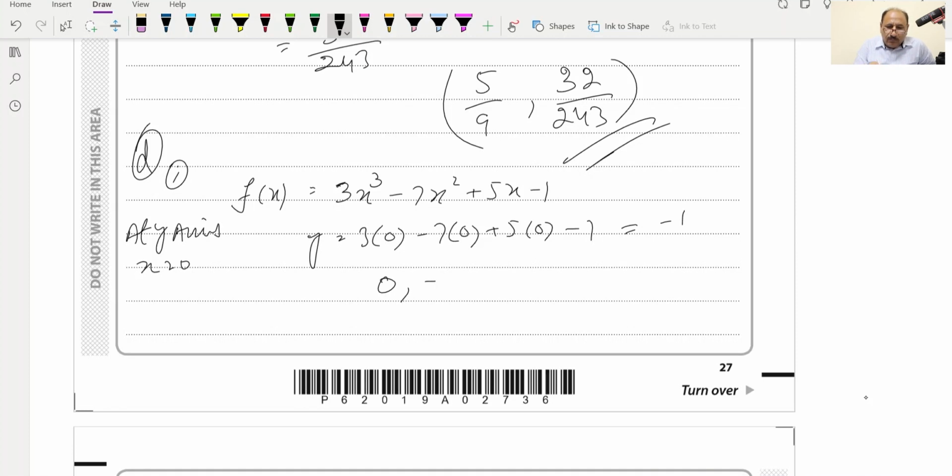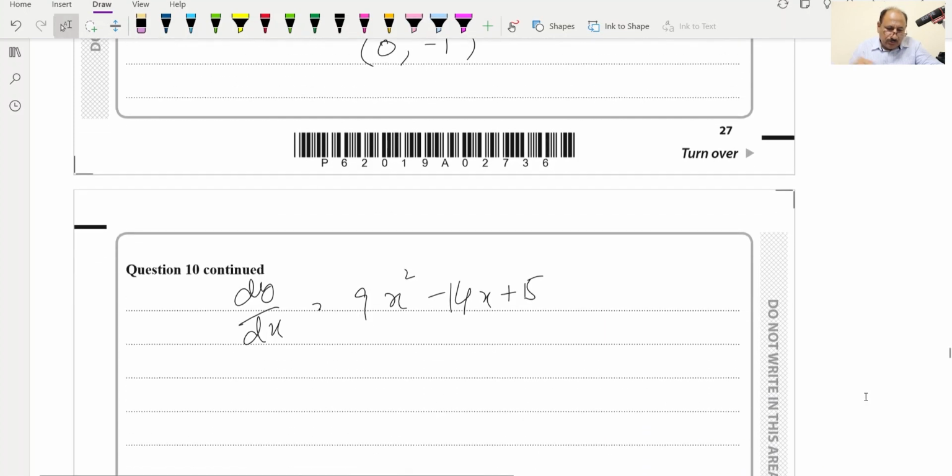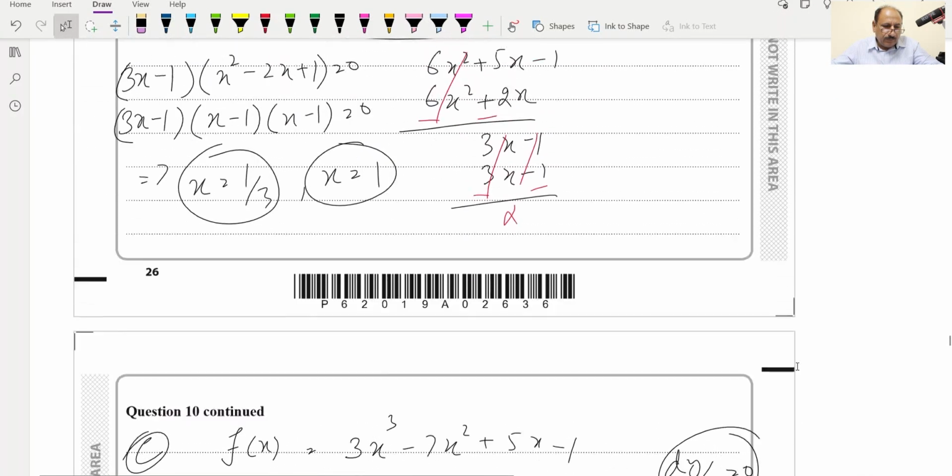So 0 and minus 1 will be the point, and dy by dx will be what? We have already calculated dy over dx, 9x squared minus 14x plus 5. So dy over dx at x equal to 0 will be 9 into 0 squared minus 14 into 0 plus 5. These two values will be 0, so this is equal to 5. So this is the derivative we have calculated.